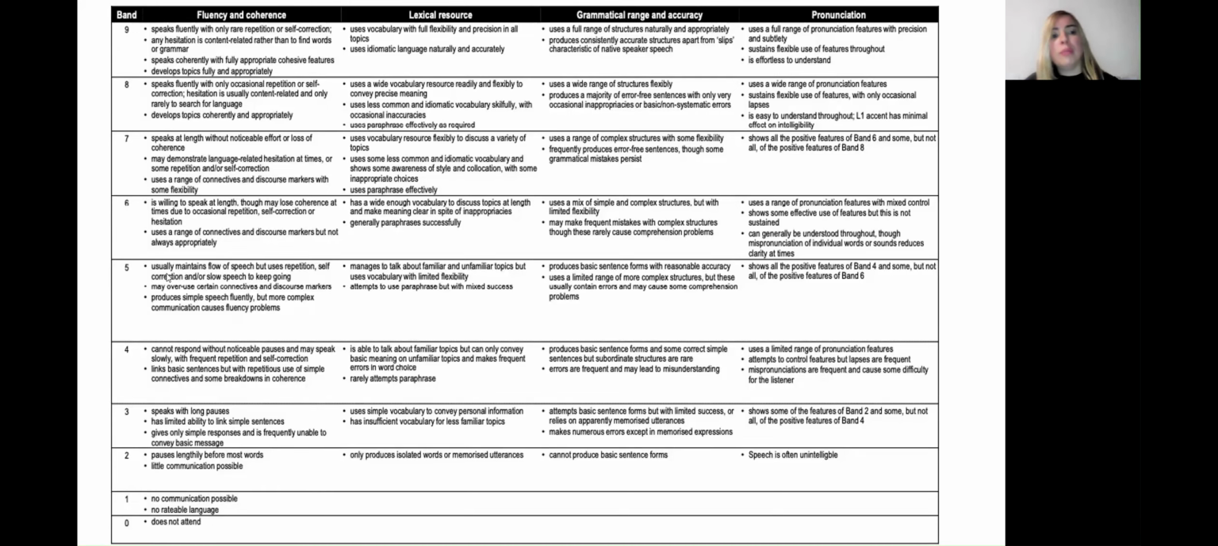At level 5, you're improving. So you're maintaining a flow of speech, but you're still repeating sometimes, self-correcting. You're able to produce more complex communication. For example, you can speak about familiar and now unfamiliar topics with a limited vocabulary. You can paraphrase as well with mixed success. So sometimes it's a hit and miss.